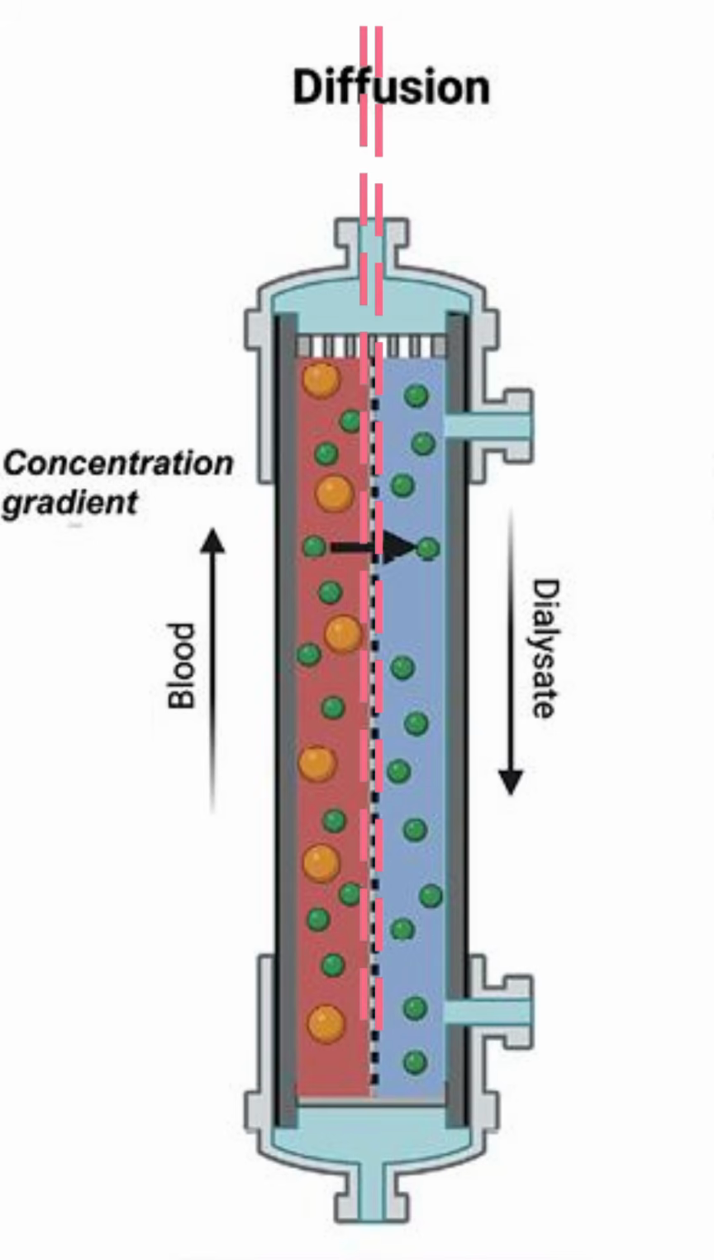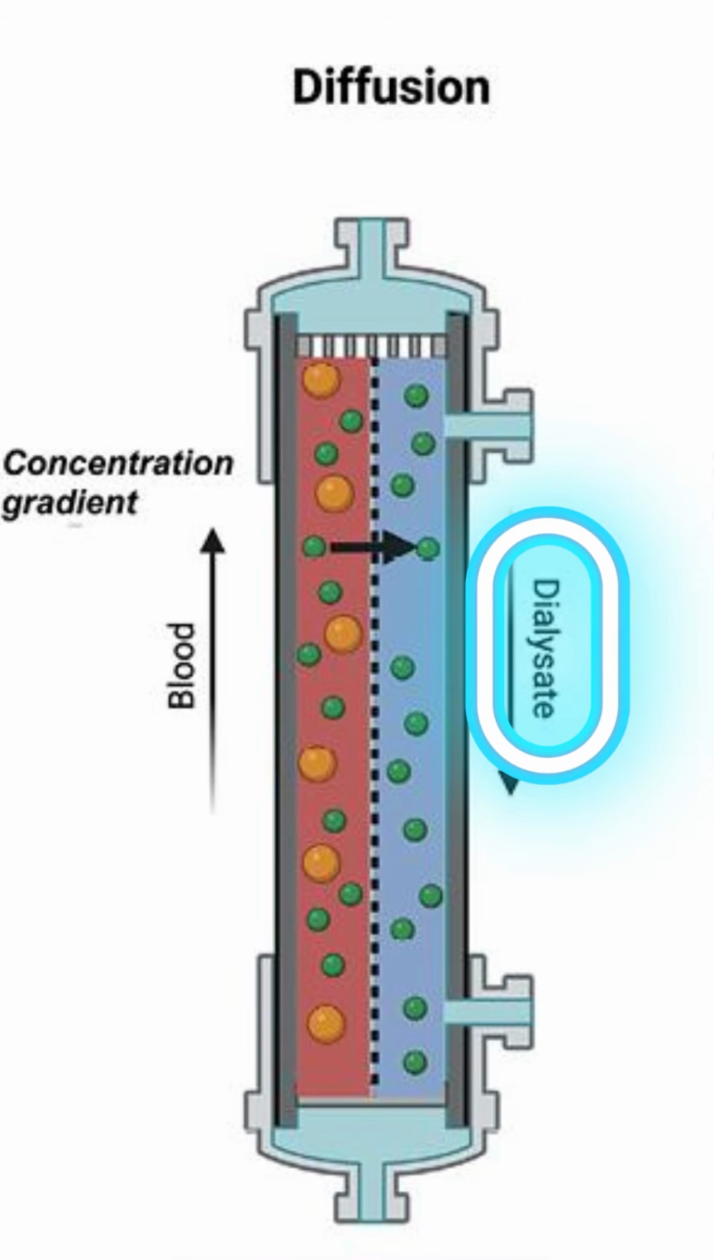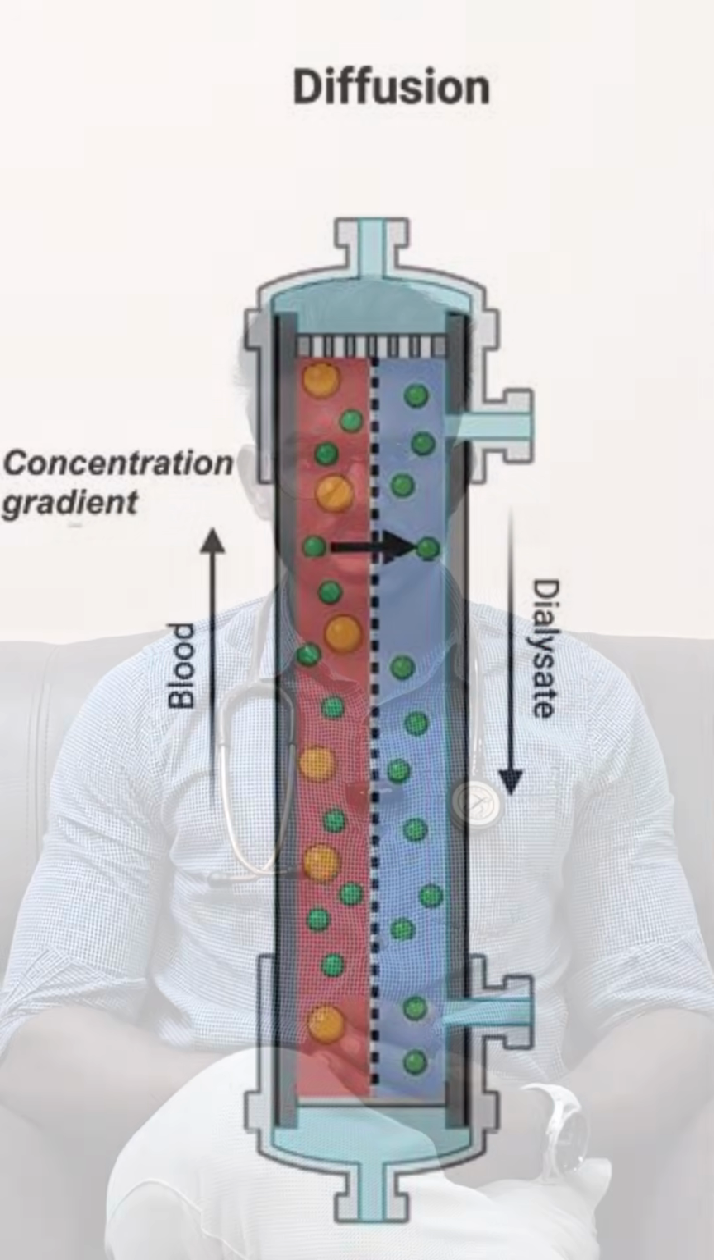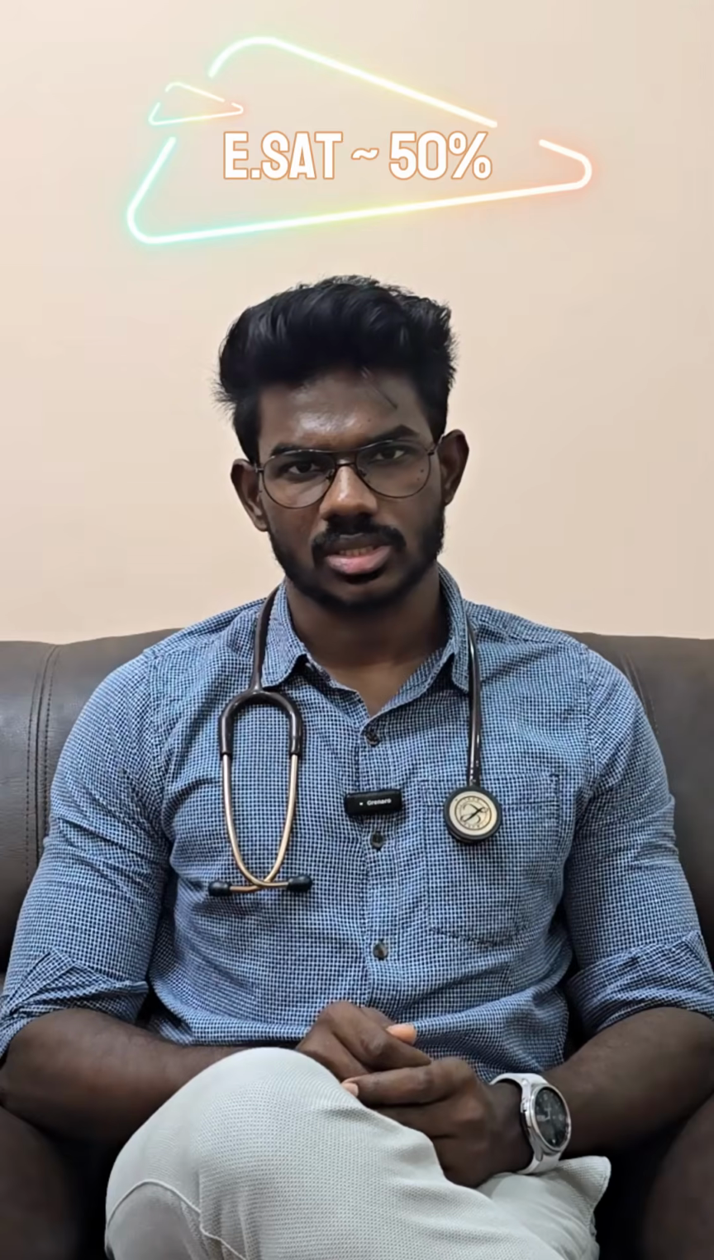Here, blood and dialysate meet across a semi-permeable membrane. Here, dialysate has virtually zero urea and creatinine, so small solutes diffuse from blood to the dialysate. And as dialysate picks up waste, its effluent saturation rises. With an average blood flow of 300 and dialysate flow of 500 ml per minute, the effluent saturation is usually around 50%. Now let's come on to hemofiltration.